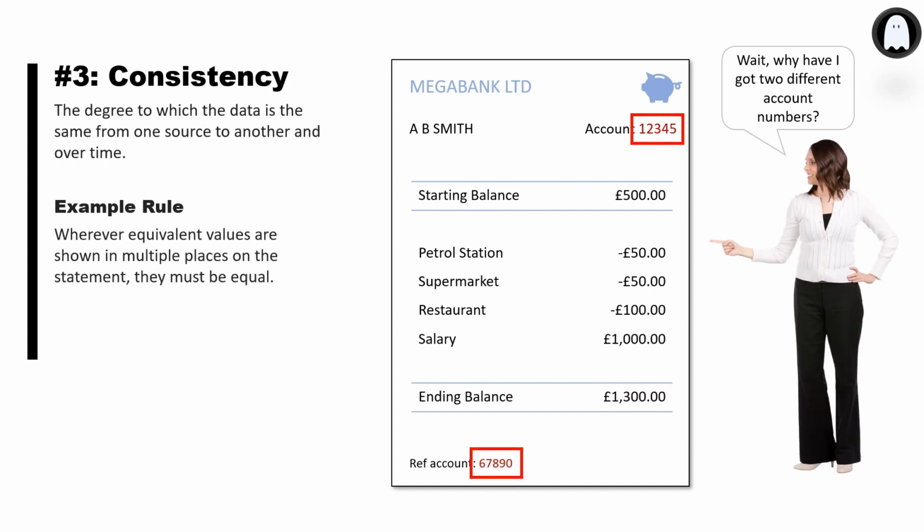Moving on to dimension number 3, consistency. This isn't about whether your data is thick or runny. It means that the data should tell the same story in whichever way you're looking at it. If every page on the statement shows the customer their current balance, they need to be the same. If a customer adds their individual transactions together, they should equal the totals shown. The data should also be presented in a consistent manner. For example, amounts and currency symbols should be displayed in the same way. The example shown here has the customer's account number in 2 places, but they're inconsistent. What about a consistency rule then? Wherever equivalent values are shown in multiple places on the statement, they must be equal.